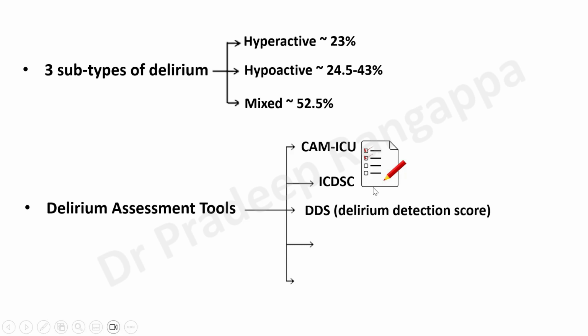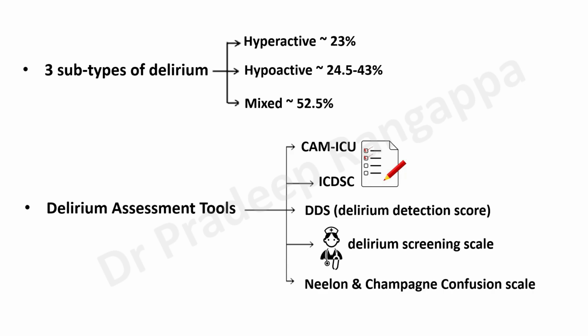The third one is the Delirium Detection Score. The fourth one is the Nursing Delirium Screening Scale. These are all validated tools. And the fifth one is the Neelon and Champagne Confusion Scale. So the easiest approach for all the listeners is you can mention these if they ask you in the exam, all these five scoring tools. But the ones which are practically followed are the CAM-ICU or the Intensive Care Delirium Screening Checklist. These are the more widely used. CAM-ICU is the simplest one that you could use.